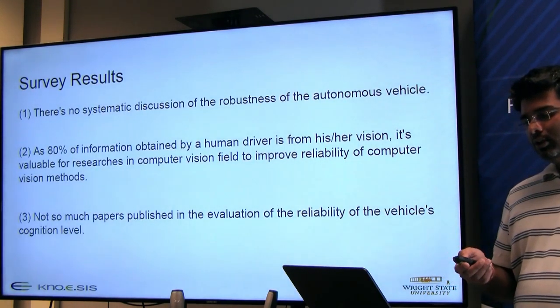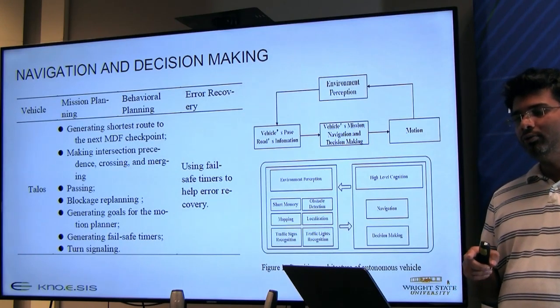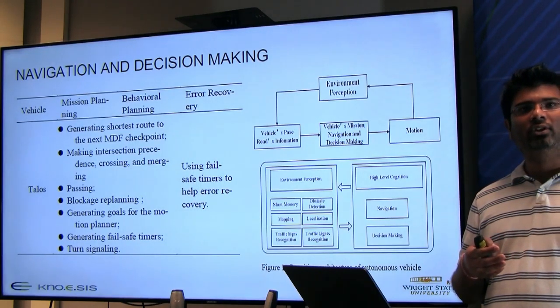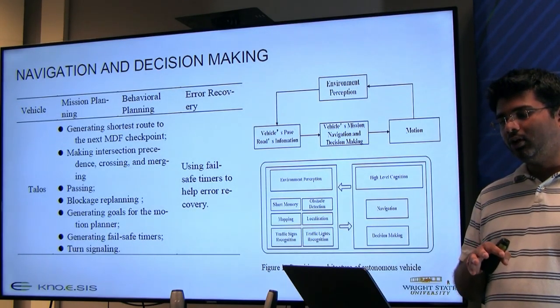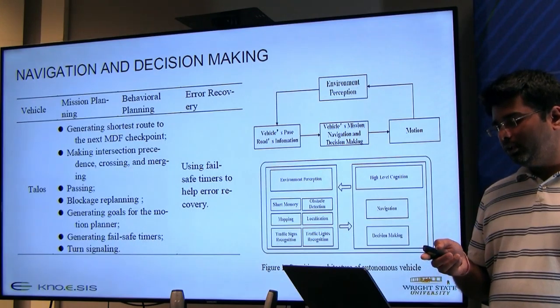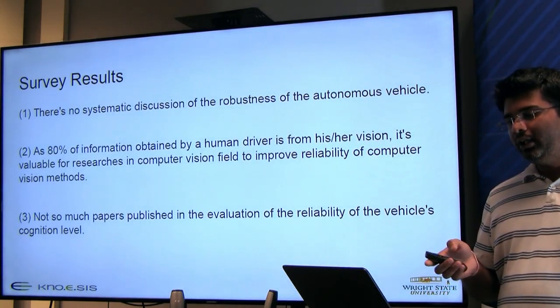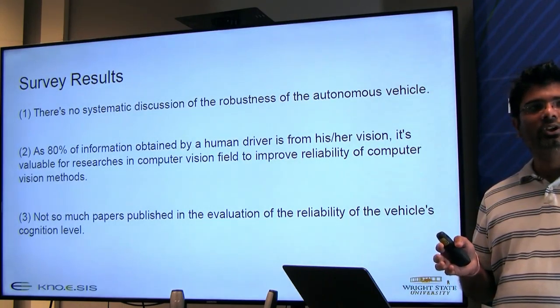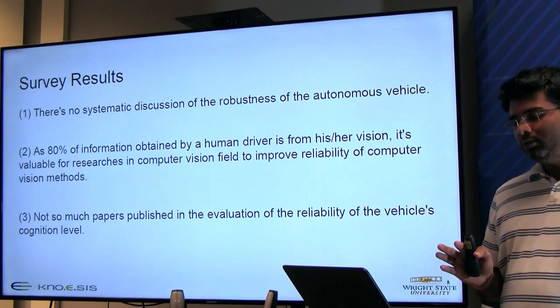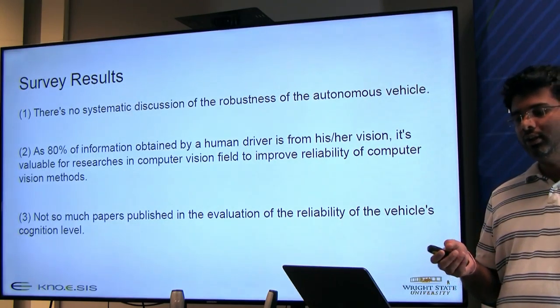So here I will go into the next article from NIH to find out how do they make decision, which is more of a computing part than the cognition part. But this is the survey from the result, which says still 80% information obtained by human driver and their mission, and there's not much work that has been done on vehicle's cognition level and everything.